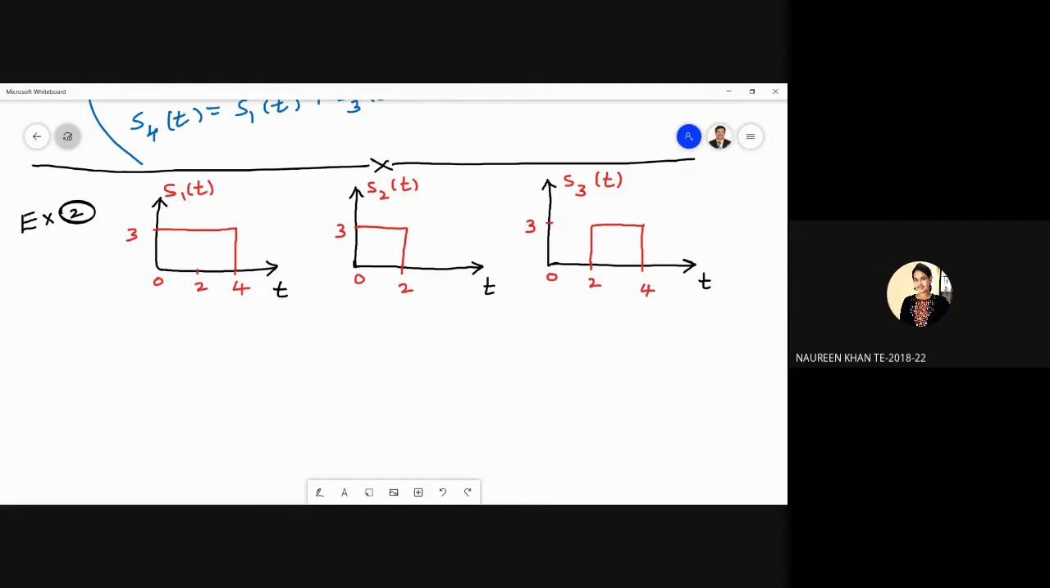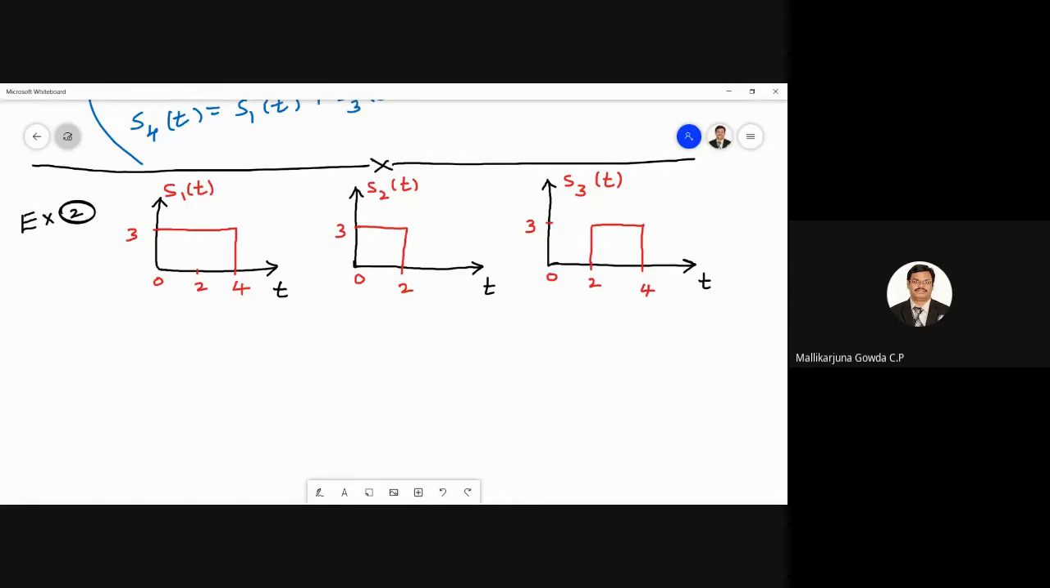Sir, can you repeat, sir? Yeah, 3 signals S1 of t, S2 of t, and S3 of t are shown in the figure. So which I have shown in here, right? Example 2 I have written now.